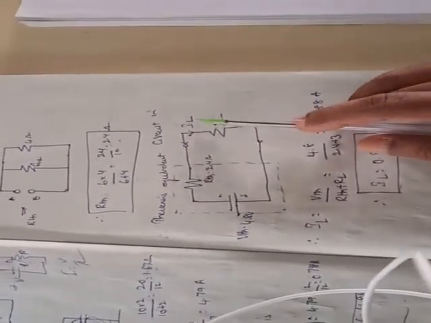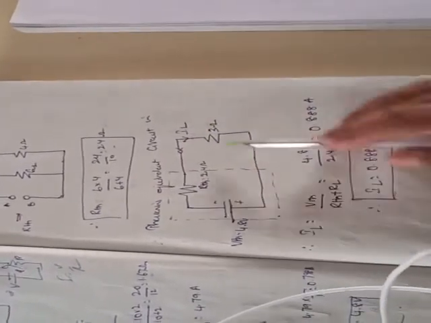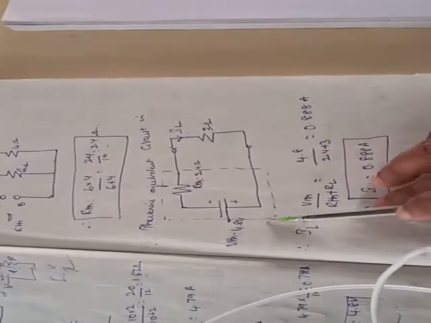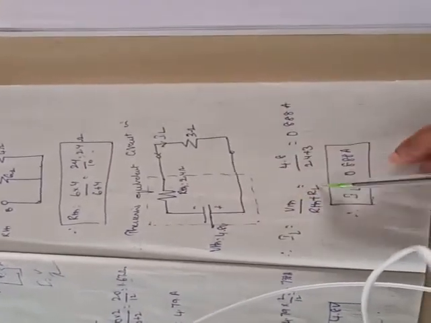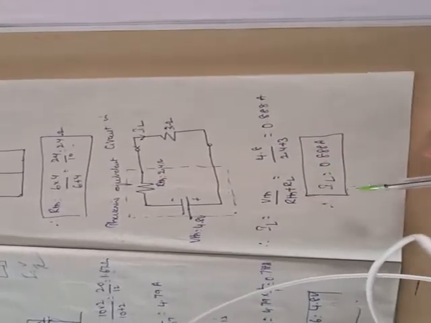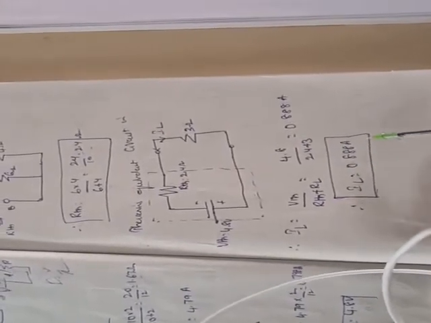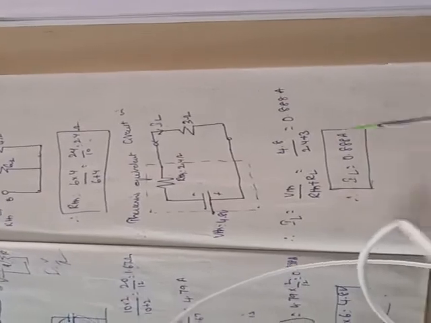Now in the question he asked us to find the current through 3 ohms. Therefore IL, the load current, equals V Thevenin divided by R Thevenin plus RL, because they are connected in series. So if you solve that, you will get IL equals 0.888 amperes.